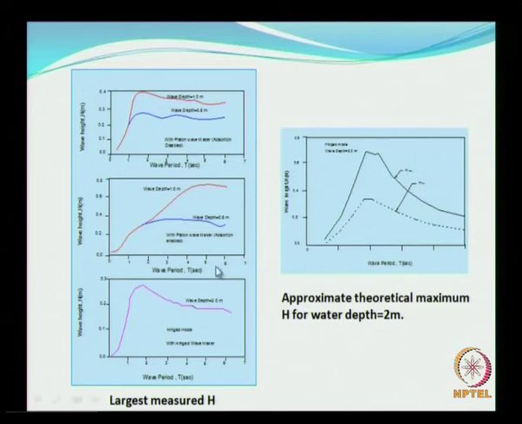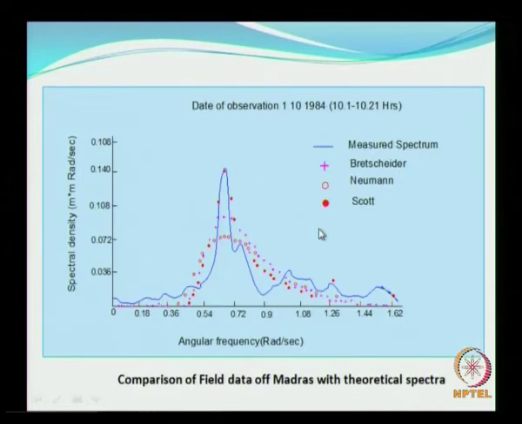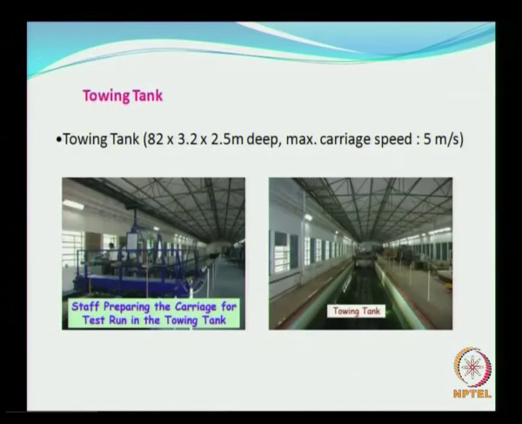So we restrict, we do not go to what is called the theoretical wave height that could be achieved, but we normally do not go to that level, we just restrict our wave maker. So this is something to do with the theoretical spectra, which I will not cover.